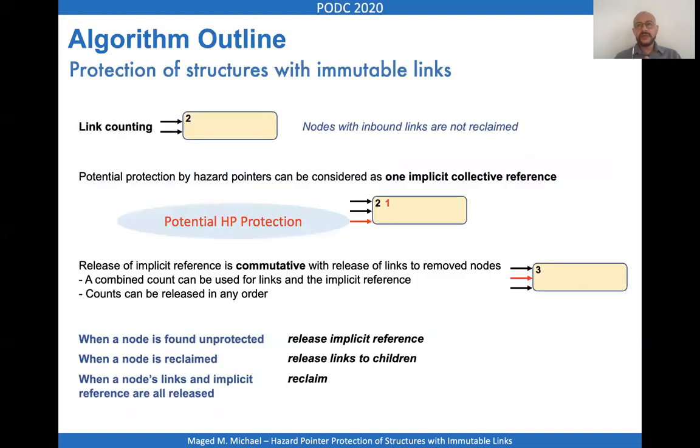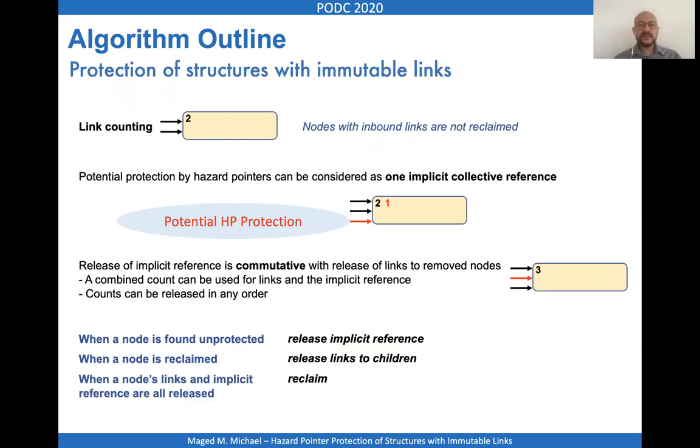So now we get to the algorithm. You can look at the pseudocode in the paper, but here's the outline of the algorithm: we're applying link counting, but we're integrating it into the hazard pointer algorithm. We consider all potential protection by hazard pointers to be equivalent to one implicit collective reference. And then we're applying this to immutable links. So actually we can consider these link counts to be commutatively released. So you can release the protection by hazard pointer first, or mixed with the release of the link counts coming from ancestors.